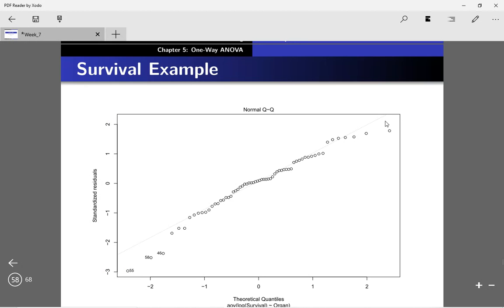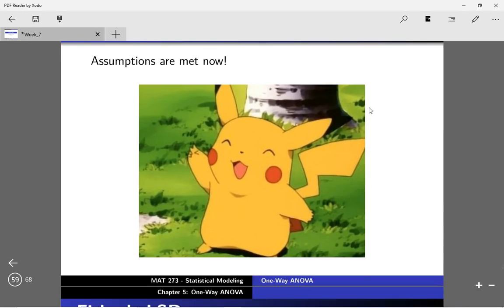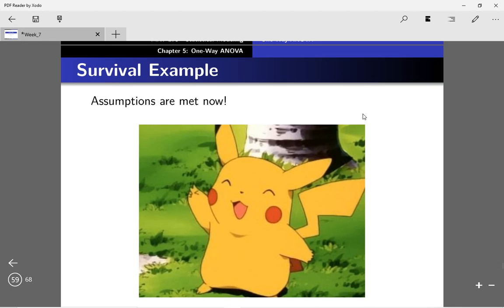Looking at the QQ plot here, again, it's not perfect, but the number of points straying far from the dotted line is less. And also the distance they're straying from the dotted line is not as bad either. So normality appears to be much better now. Overall, we'd say assumptions are met based on these plots, and we've made Pikachu happy, no longer fitting invalid ANOVA models.